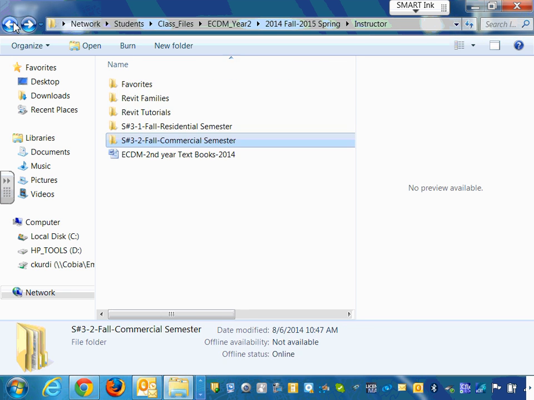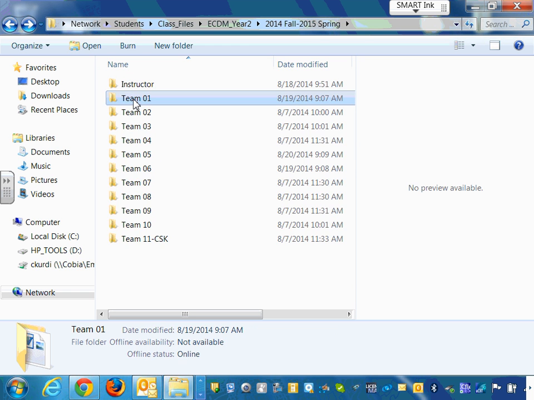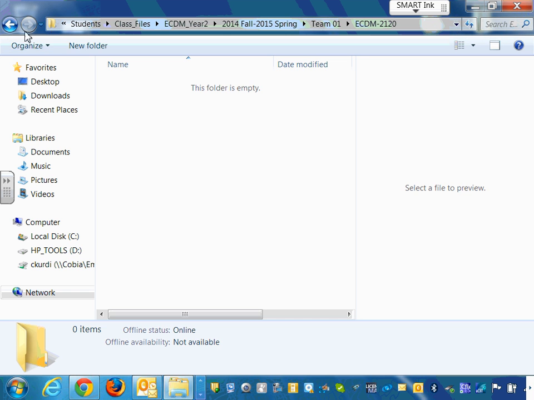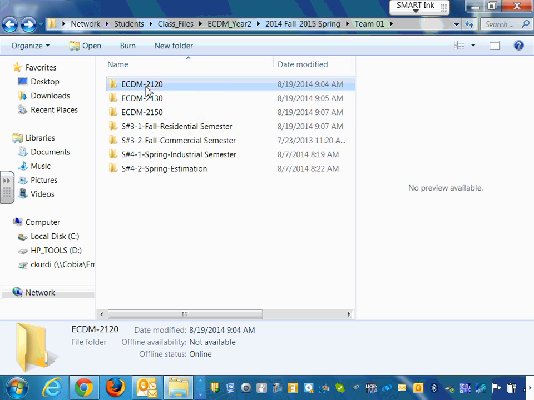My expectation for you guys for the homework is, here's team number one, you go under it. Did you already do these? Are these for your homework? You told us to make folders for each class. Yeah, so these are your folders. He put folders here for his homework, and your homework will be in your own team folder.